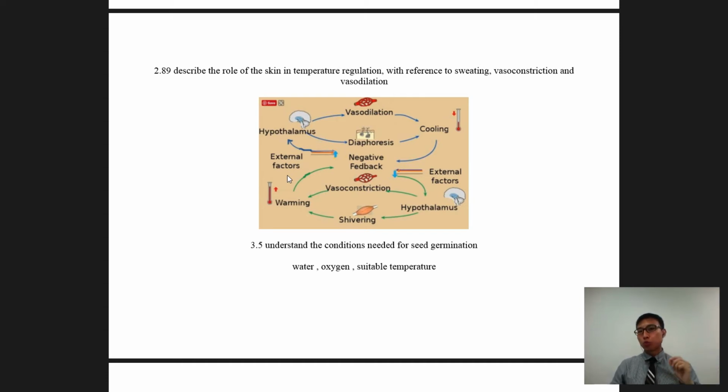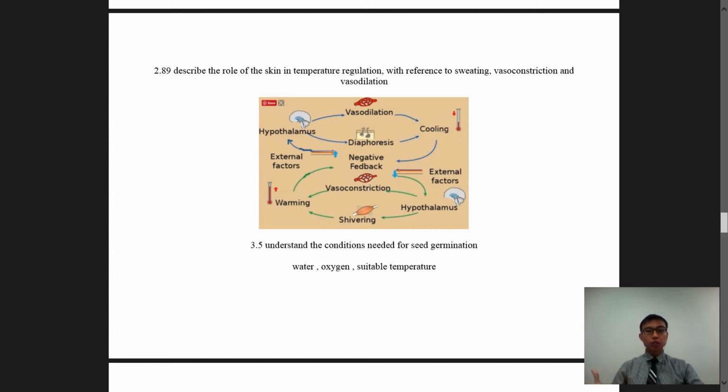Now, what happens if it's really cold? The opposite happens. There's no sweating. Instead, you are going to have vasoconstriction. This is why some people will appear more white. And then, at the same time, you're going to shiver. And when you shiver, it's actually small, rapid muscle contractions, which are going to produce more heat. Is that okay?